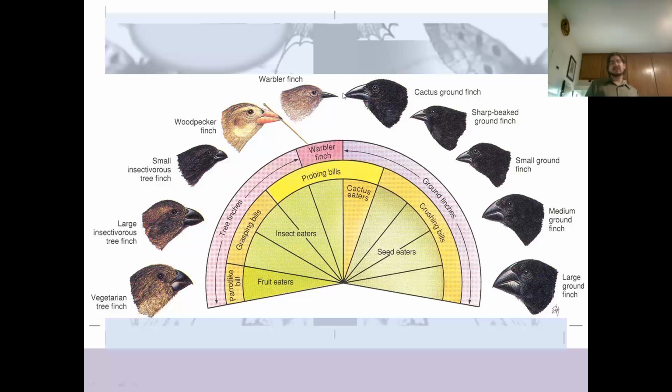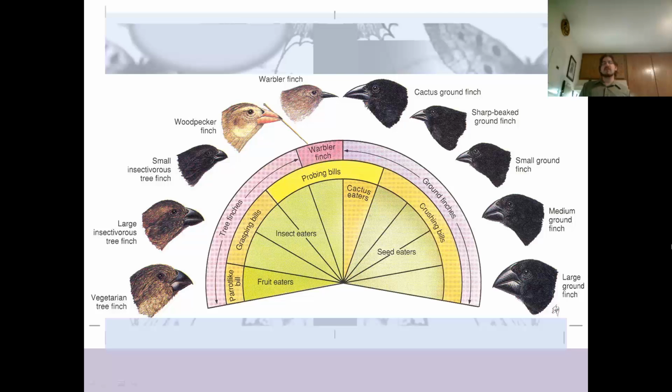Here's the cactus-eating finch with a sort of sharp bill for poking into things that's broad for chewing on the tough flesh of cactus. And then we have bills that are used for crushing seeds. You can see these bills vary between big, large, broad bills that are great for crushing huge, tough seeds, and these smaller, more delicate bills. And all these finches share common ancestry with mainland finches. But these differences in bill size and shape are due to what they eat.